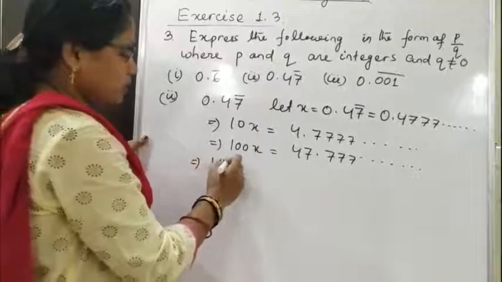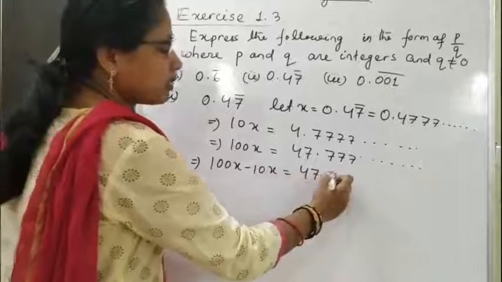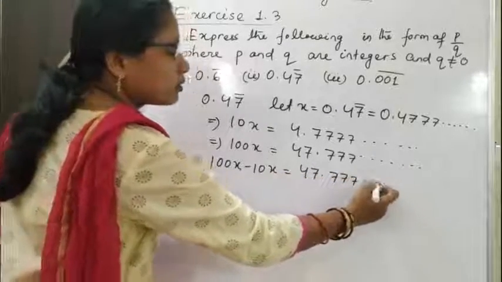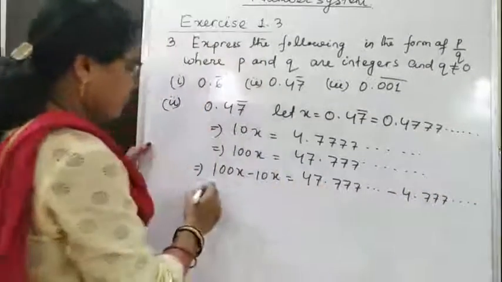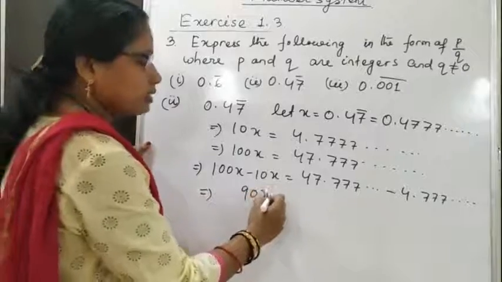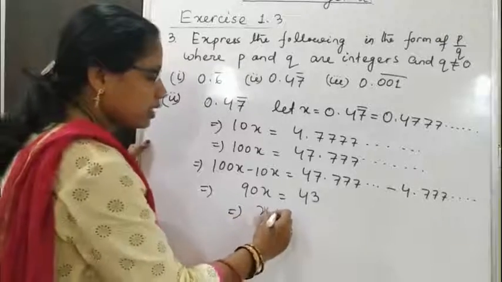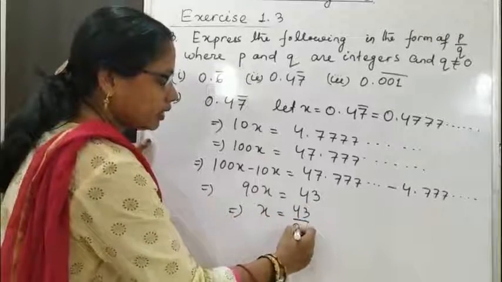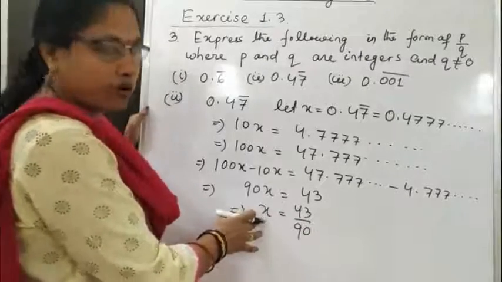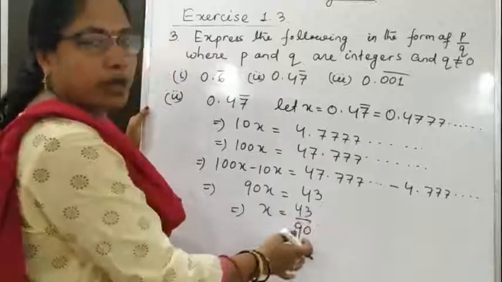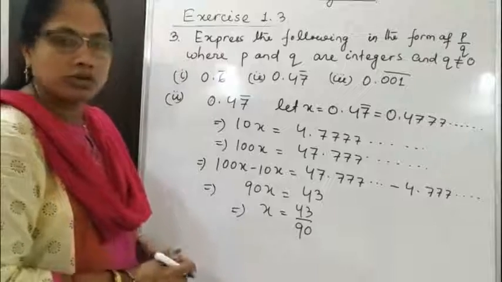So this implies 100x minus 10x is equal to 47.77 up to infinity minus 4.77 up to infinity. So this implies 90x is equal to 43. So this implies x is equal to 43 by 90. So in this way we expressed x, or 0.47 bar, in the form of P by Q, where P and Q both are integers and Q is not equal to 0.